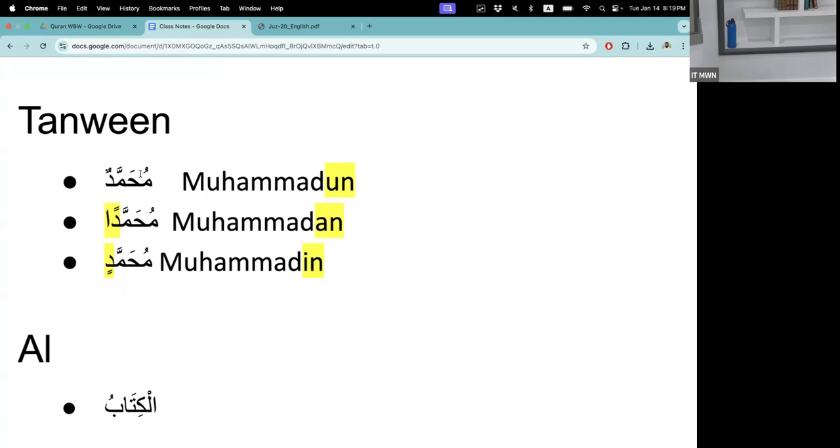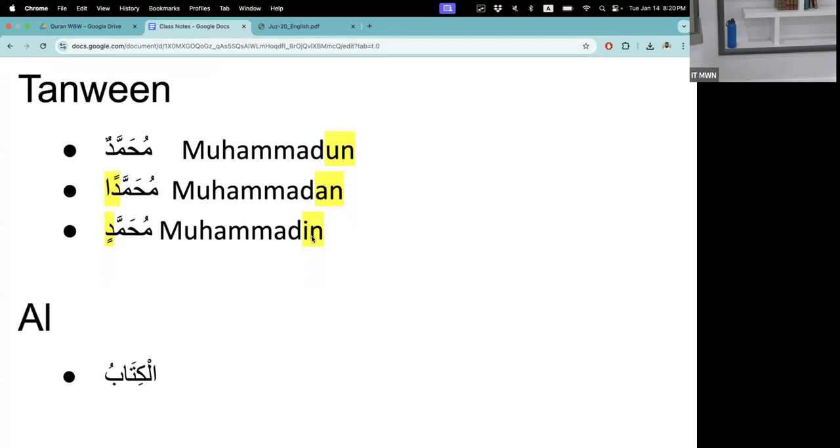Now we have the tanween. Let me move this here. It's out of the way, right? Actually, that's your screen. Could you? I think it's okay, right?